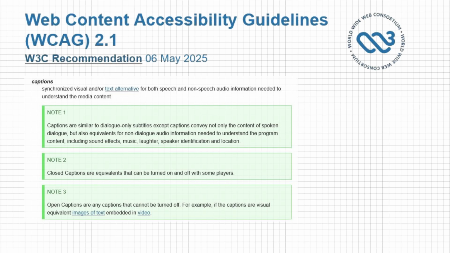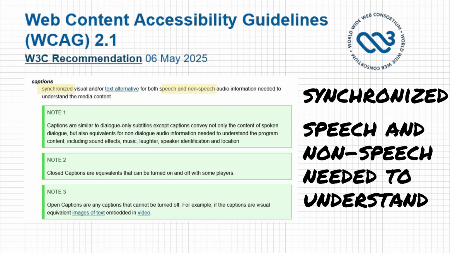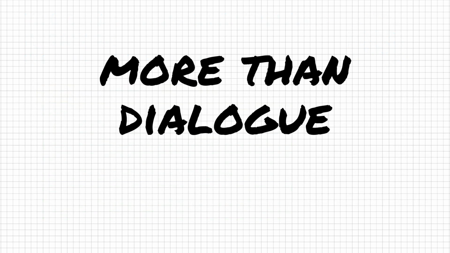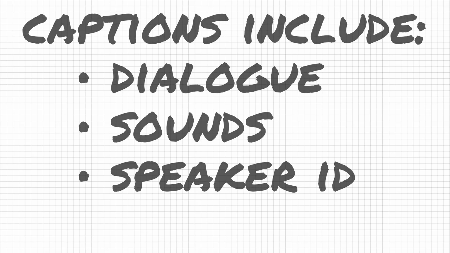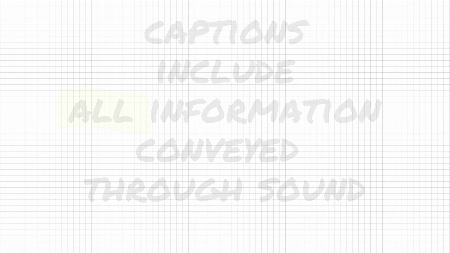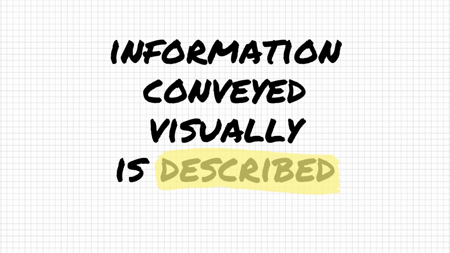Captions are defined as a synchronized text alternative for both speech and any non-speech audio needed to understand the content. In other words, captions are not just dialogue. They also include things like music, laughter, or a dog barking. If multiple people are speaking, the caption should identify who's speaking. If information is conveyed through sound, it needs to be included in the captions. If information is conveyed visually, it needs to be described, either in the audio itself or through audio description.